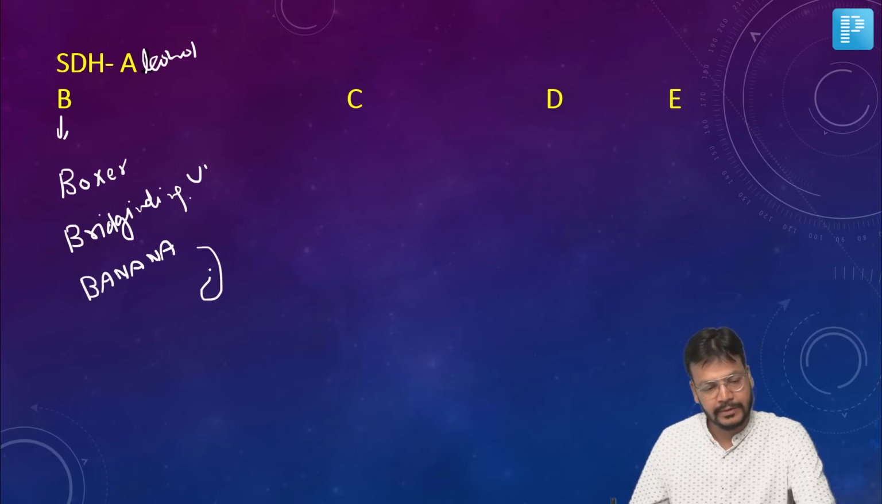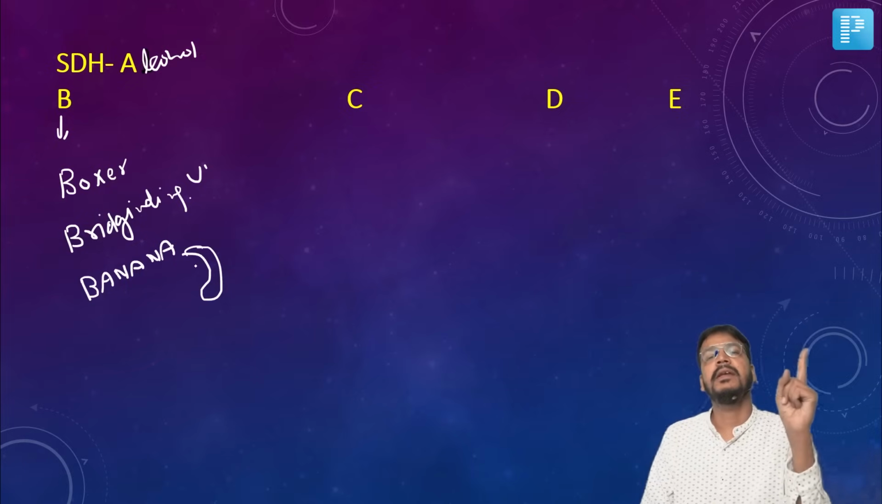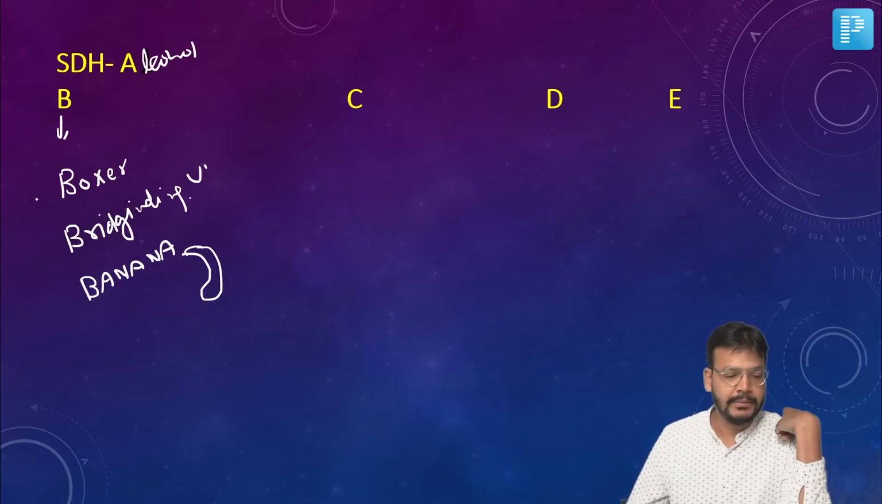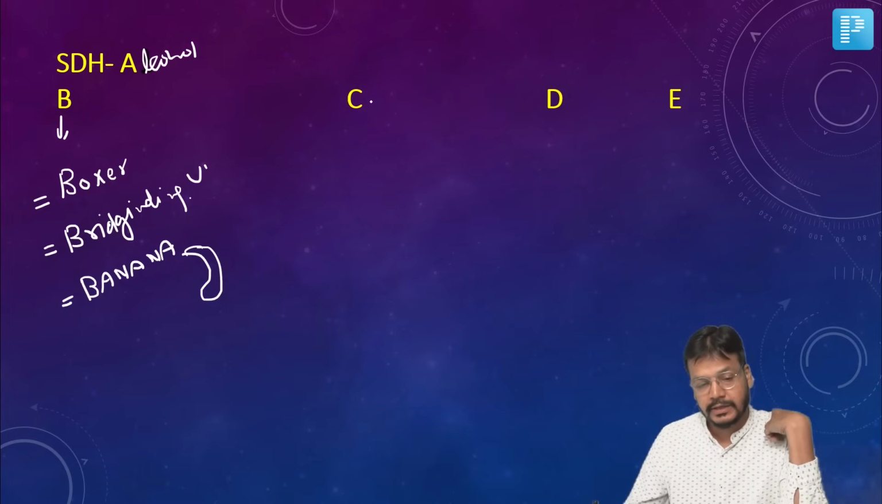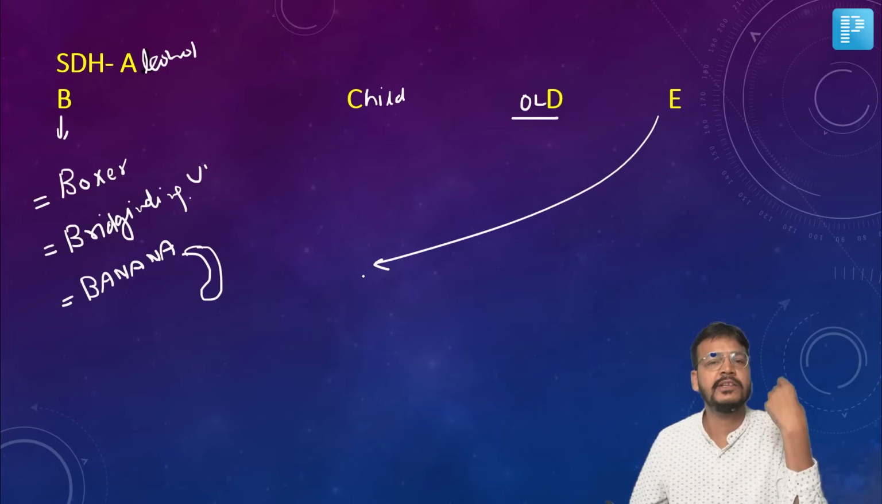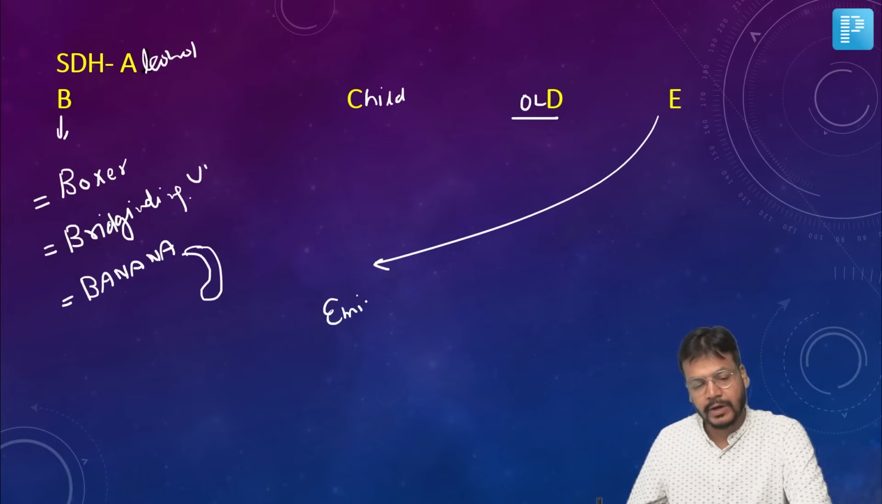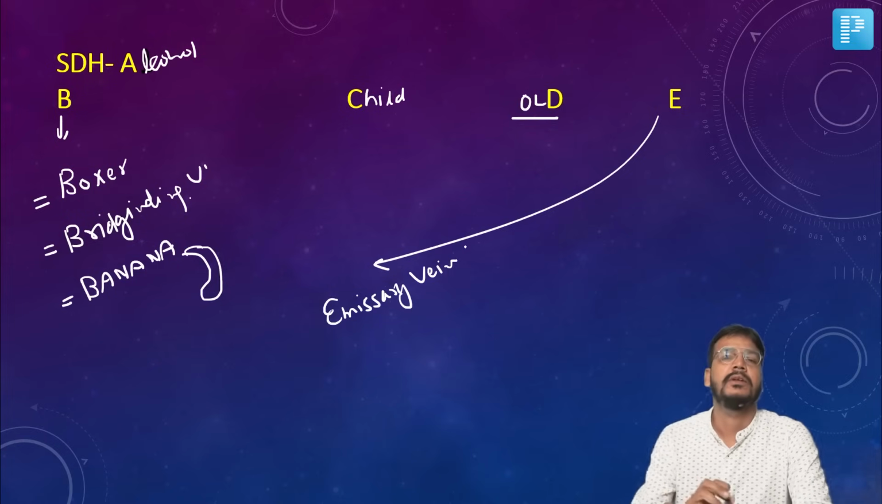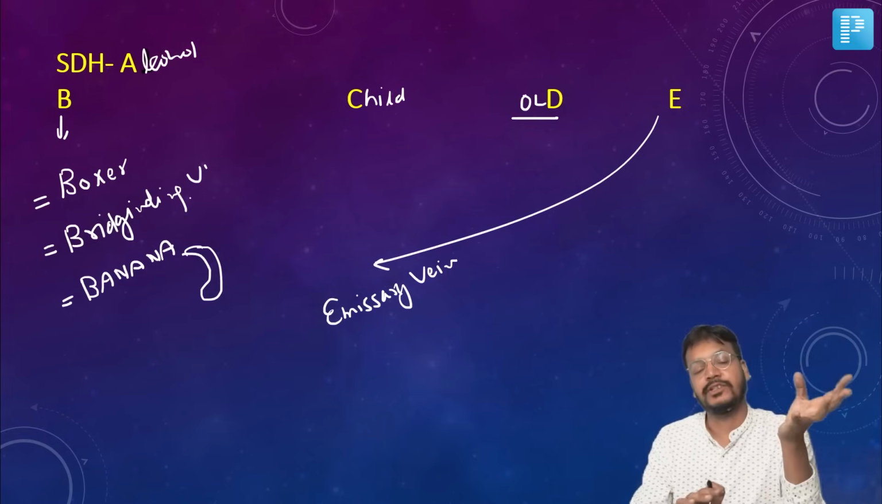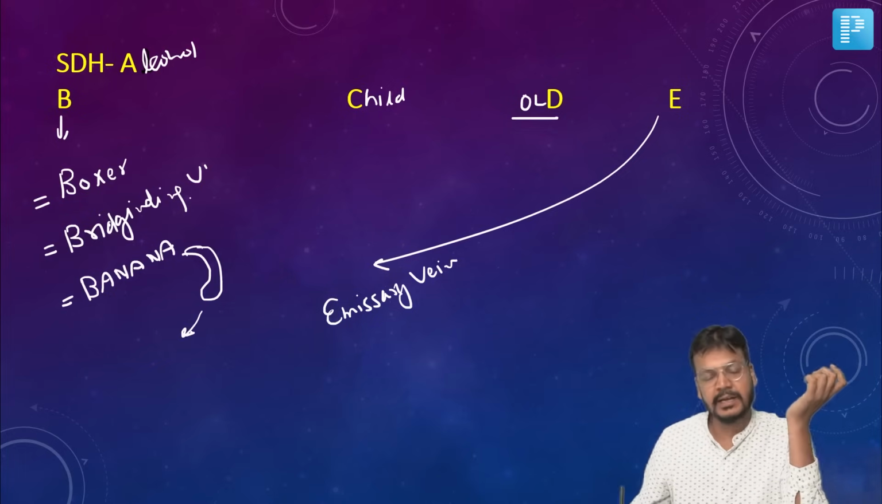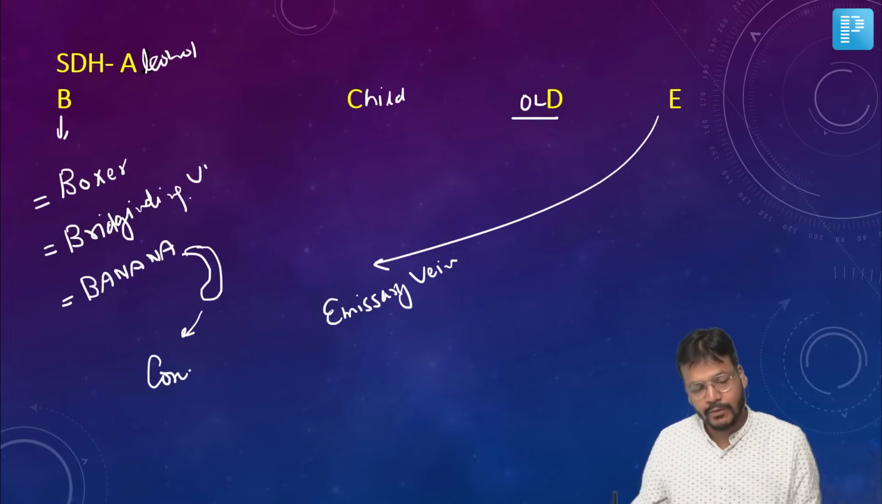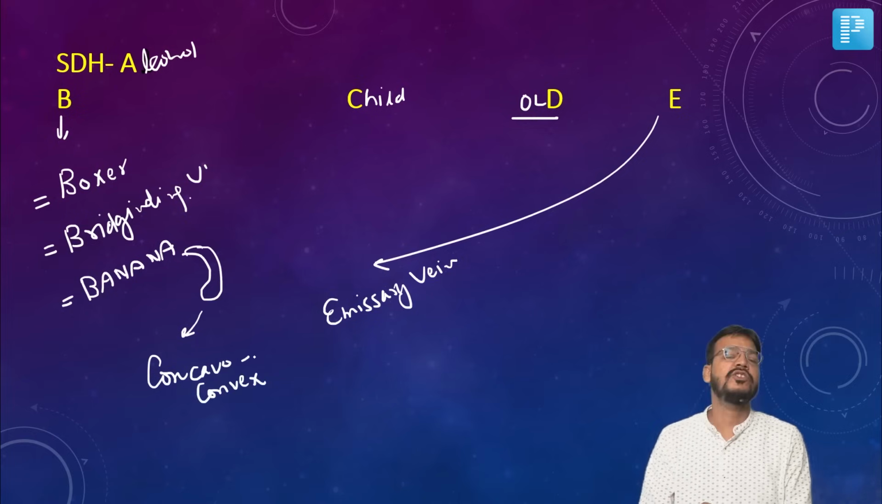So it's very simple. You can write this down. 3 Bs. B, it is common in boxers. B, it is common due to rupture of bridging veins. B, it's a banana shape. C, it is common in children. E, it is common in old men, very common, because of involvement of emissary veins. So anyway, sir, you can remember SDH by banana shape. If it is banana shape, it is concavo-convex.